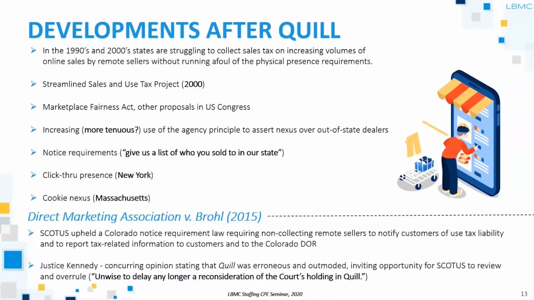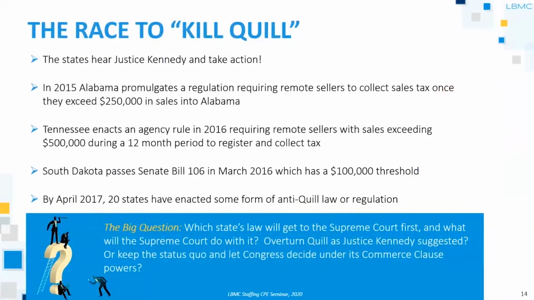And maybe that's appropriate. You know, you had Ballast Hess in 67, Quill in 92, and 25 years, and here we are 25 years later in this Broll case. So the states were listening to that. And so that kind of initiates the race to kill Quill, if you will.